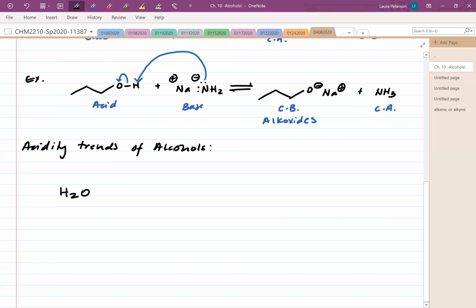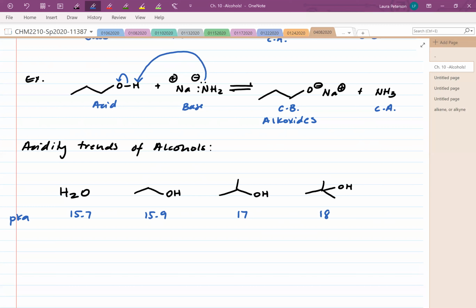Okay, so we have H2O, we have ethanol, we have 2-propanol, and we have t-butanol. If I were to give you the pKa's of each of these, if you go and look them up, we would get 15.7 for water, we'd get 15.9 for ethanol, we'd get 17 for 2-propanol, and we'd get 18 for t-butanol. Okay, so let's think about what might be governing the acidity of these various hydroxyl groups.